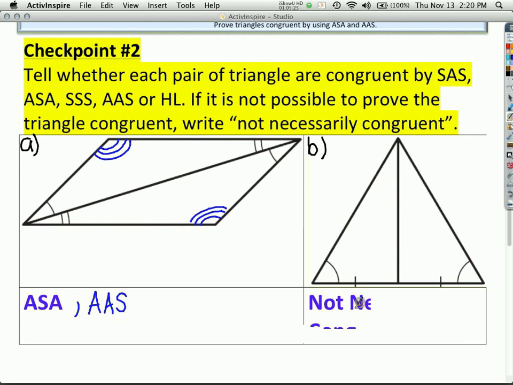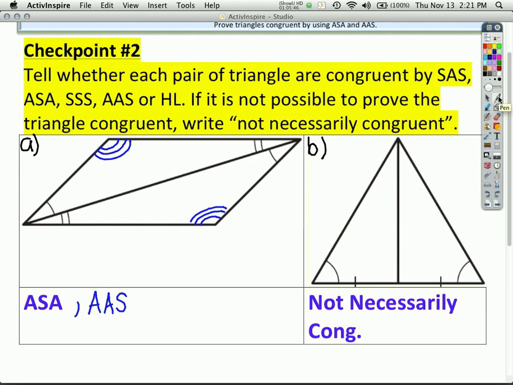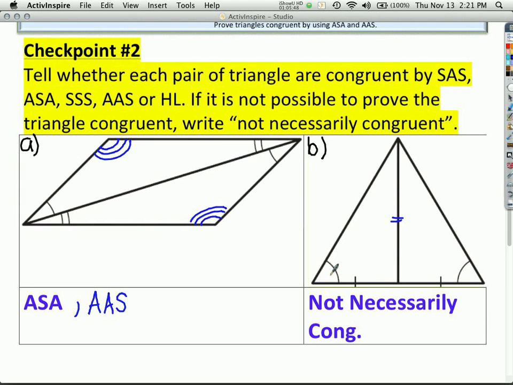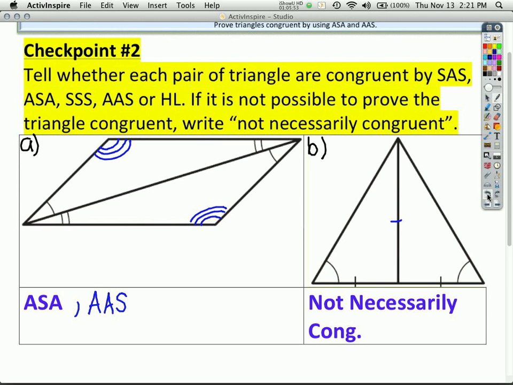Well, she's correct. There is not necessarily enough evidence to prove it. We would need to be told something like the vertical line is perpendicular to the horizontal line. But we don't have enough evidence. We have side-side angle, but there's no such thing as side-side angle. So we do not have enough information in this case to prove them congruent. Does anyone have any questions or comments?